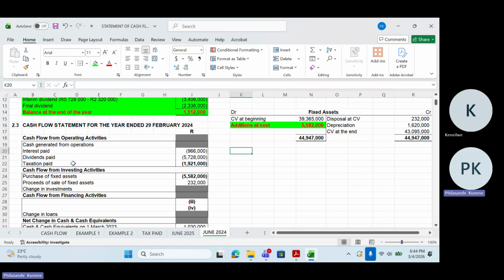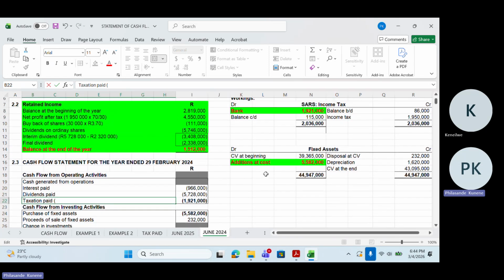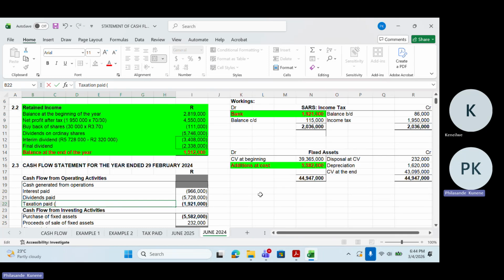workings, Kinele, you need to put something also here, because that's where you're going to get marks, right? These workings, if you do them on the cash flow statement, you must put some workings there, of which you're going to take this plus this minus this, you're getting your 1 million. So it's going to be 86,000 plus 1,950,000, and then you're saying minus 115,000 rands.